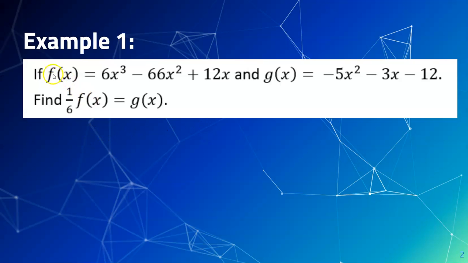On this first one we have the polynomial we're calling f of x and have it here, and then the polynomial we're calling g of x. And the question says find 1/6 f of x equals g of x. In other words, they're wanting us to solve this, and they've given us this fraction in front of the f of x. And that's typically something they'll do here.